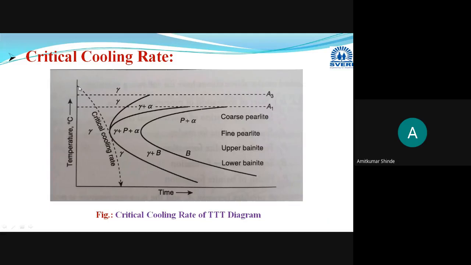The critical cooling rate is the rate which just bypasses the nose, or suppresses the Pearlitic transformation or avoids the diffusion transformation. That is termed as critical cooling rate, and it depends on the percentage of carbon and alloying element. As the percentage of carbon and alloying element increases, the critical cooling rate decreases.